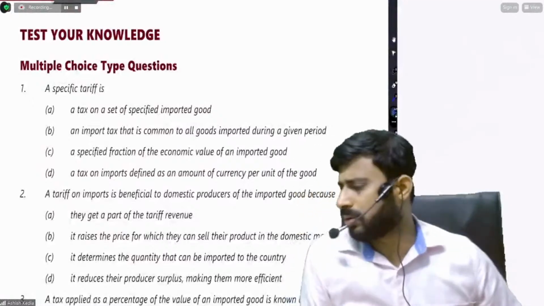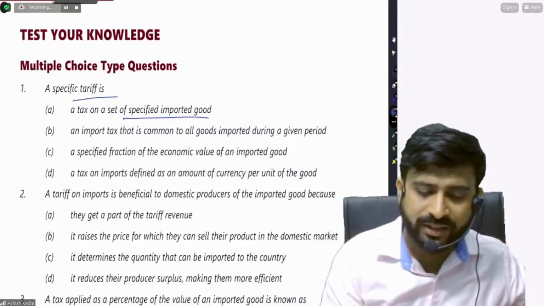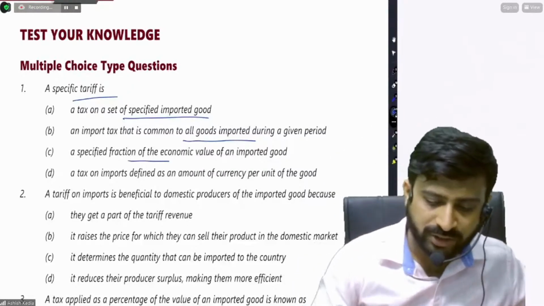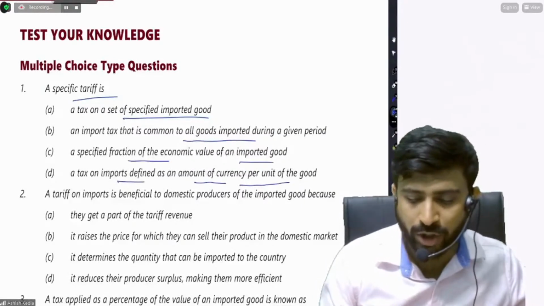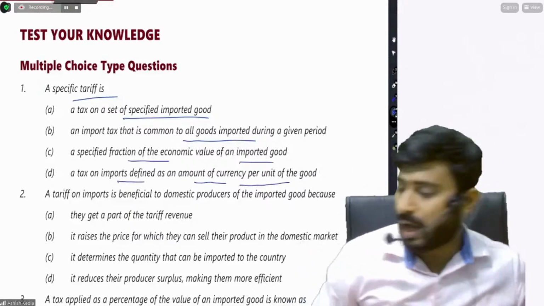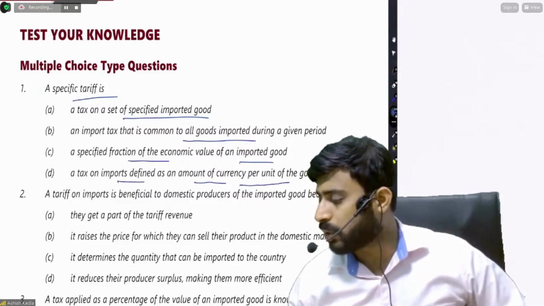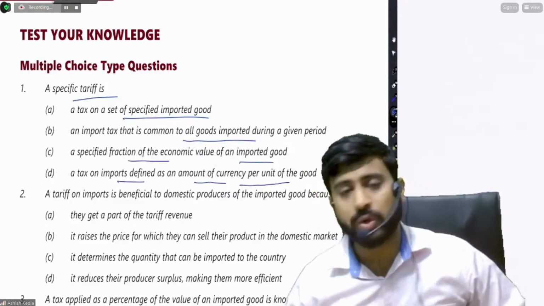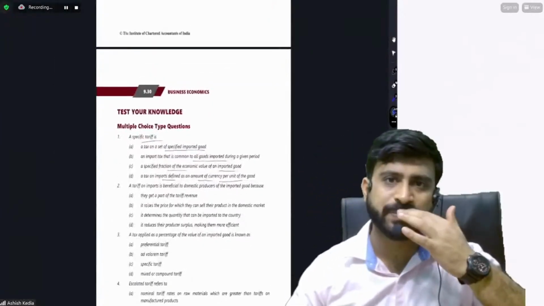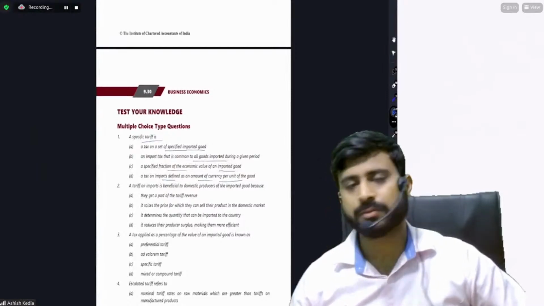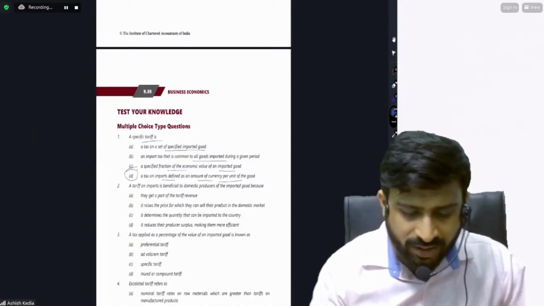Let's do 2 or 3 MCQs. A specific tariff is a tax on a set of specified goods, or an import tax common to all goods imported during a period, or a specified fraction of the economic value, or a tax on imports defined as the amount of currency per unit of the good. Amount of currency per unit of the good is the absolutely correct answer. Understood, everyone? So 1D is correct.